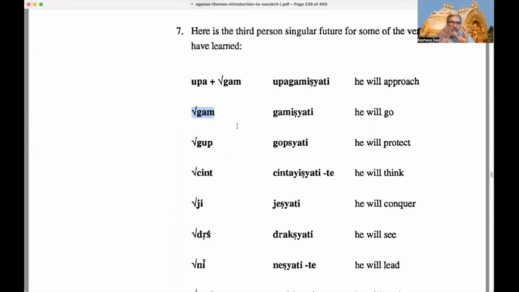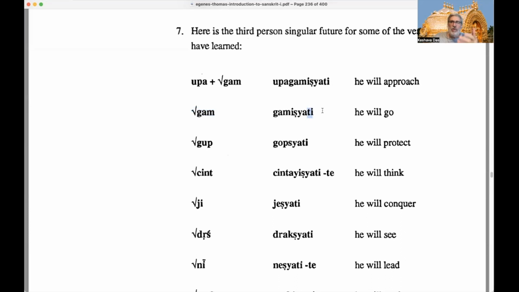But we don't form the future tense from the stem. We form it directly from the root. So we take the root gam and we add ishya to it, which is a future marker. Those two future markers, sya and ishya. So we take gam, add ishya, and then the third person singular ending. So we've got gam. Then we add the future marker, this suffix first, that goes there in between, ishya. And then we add ti, which is he, she, or it.